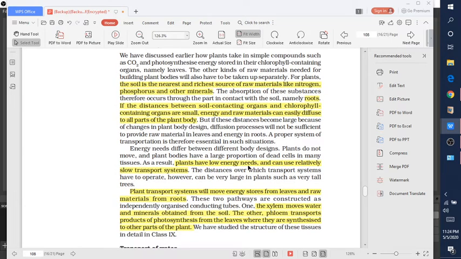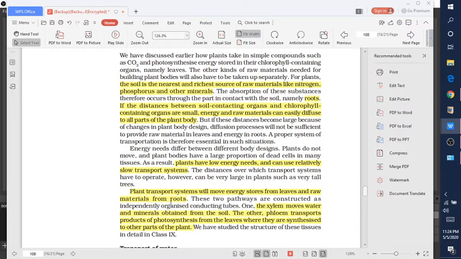Now, plants have low energy needs. Why? Because plants do not move, and also plant bodies have a large proportion of dead cells. So plants have low energy needs and a relatively slow transportation system. The plant transportation system will move energy stores from leaves and raw material from the roots, so it is associated with the leaves and the roots.